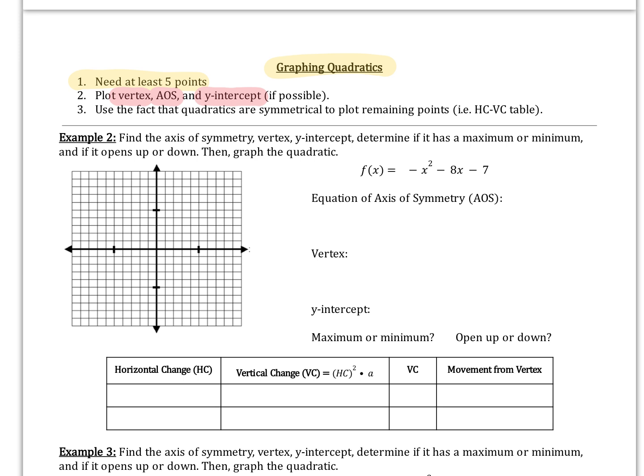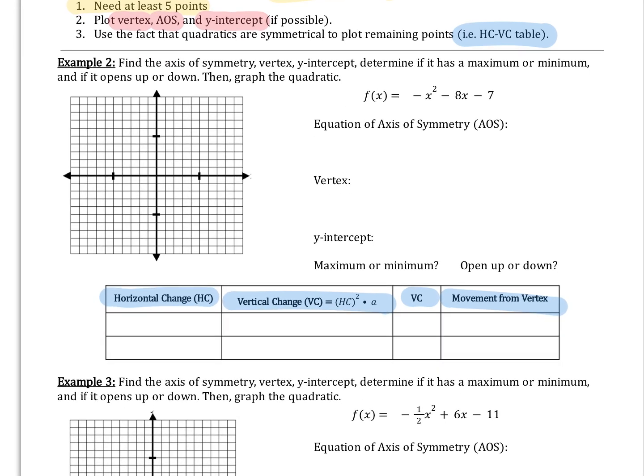Your horizontal change, HC, versus the vertical change, VC, which is this table. I'm going to show you really quick. It's talking to this table right here, okay? I will show you how to do that. All right, so let's figure out what all the things are. Find the axis of symmetry, vertex, y-intercept, determine if it has a maximum or minimum, and if it opens up or down. Then we're going to graph the quadratic.